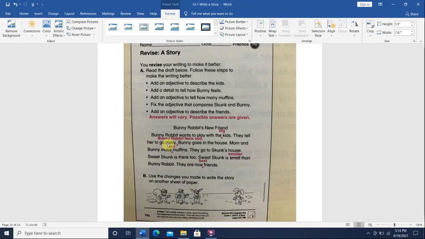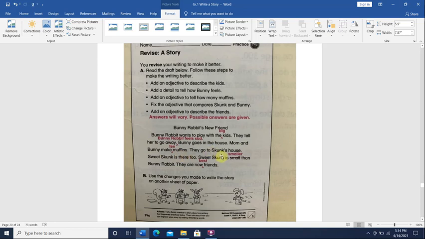She feels sad and she goes into her house. What happens next? Mom and Bunny make muffins. Okay, since it's plural, we decided to add a number to describe how many muffins Bunny and her mom made. So in class, I think we wrote another number, but here the book gave you 10. Okay, so Mom and Bunny make 10 muffins.